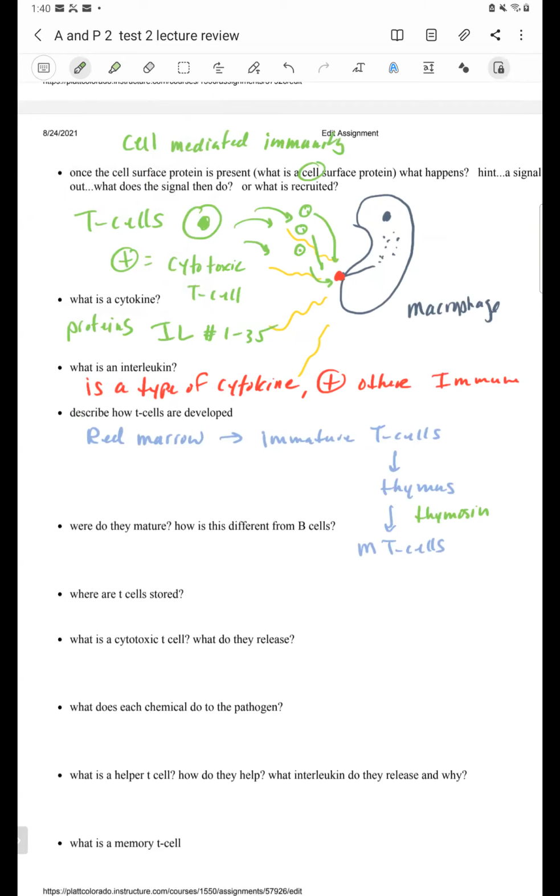From there, the T cells float around in your body. They're stored in lymphatic tissue, lymphatic organs like the nodes and the spleen. They are in the blood. So they mature once they leave the bone marrow and go to the thymus.